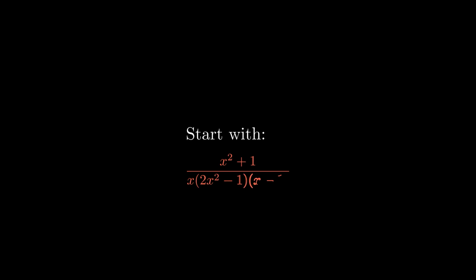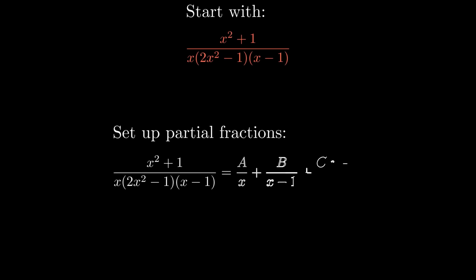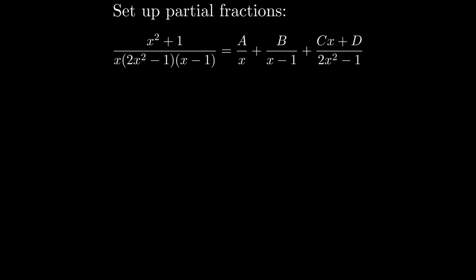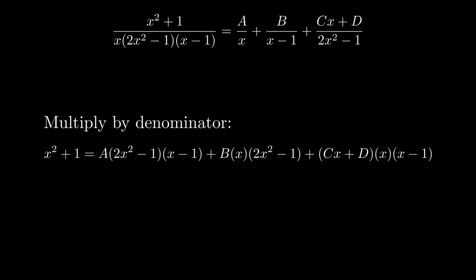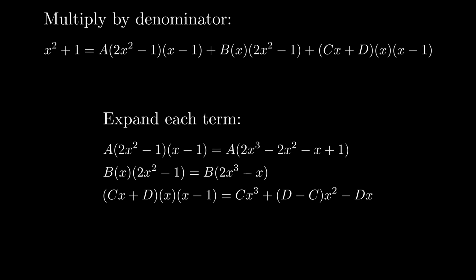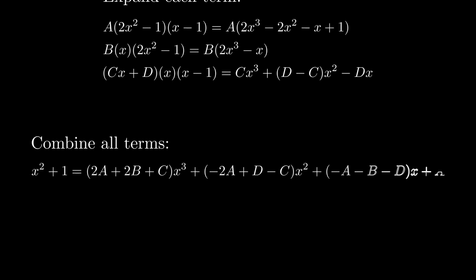We start with x squared plus 1 over x times 2x squared minus 1 times x minus 1. We split the expression into 3 simpler fractions. Now we multiply both sides by the full denominator to get rid of the fractions. We expand each part carefully. Now we collect like terms, x cubed, x squared, x, and constants.